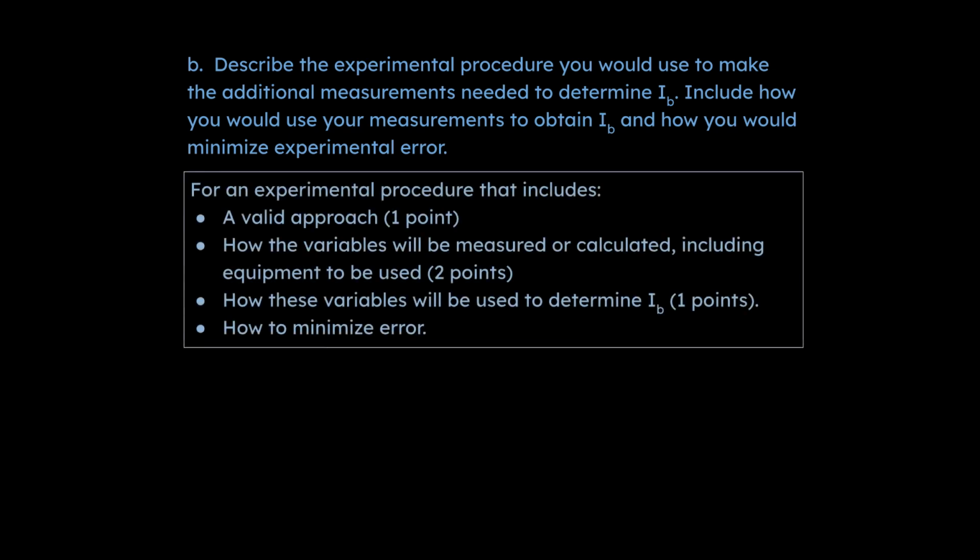Alright, so if you take a look at how the points are distributed, you get 1 point for a valid approach, 2 points for how the variables will be measured or calculated, including equipment to be used. How these variables will be used to determine the moment of inertia is worth 1 point, and how to minimize error is also in there as well.